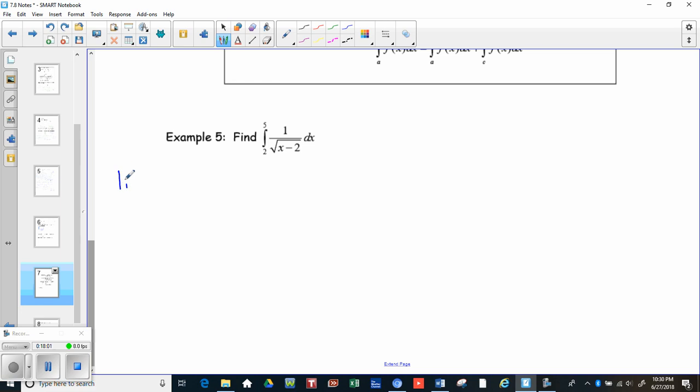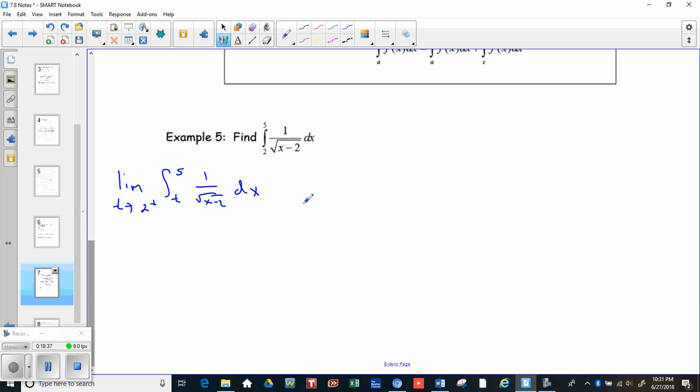We have to take a limit. And then we'll say as t approaches, in this case we're approaching 2. Now this goes from 2 to 5. 2 is your leftmost value, so the only place you can approach it from is from the right side, because you're coming from 5 to 2 basically. So you have to do the limit as t approaches 2 from the positive side. We'll replace the 2 with a t. And then we've got 1 over square root of x minus 2 dx.